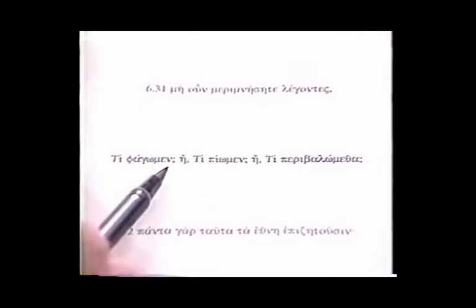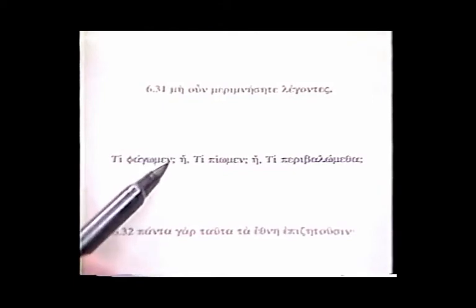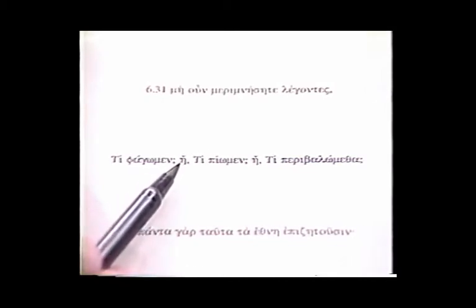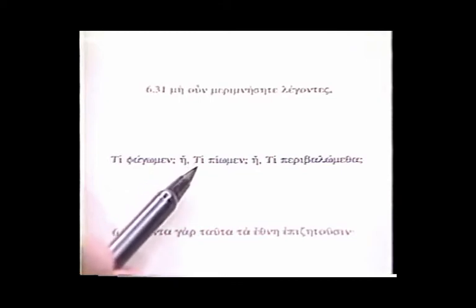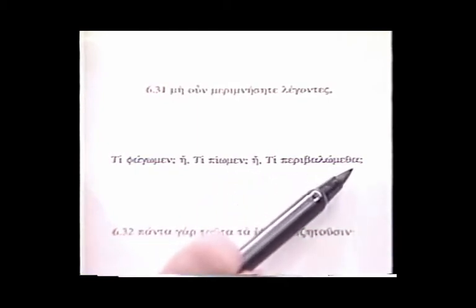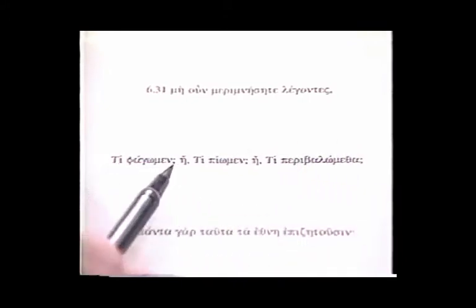Okay, let's look at the next line in our text. Ti phagomen. And notice that there is a question mark after this word phagomen. And this word is a conjunction meaning "or", e, and then tipiomen. And another question mark. E ti peribalometa. And another question mark. Okay, let's deal with this first question, ti phagomen.